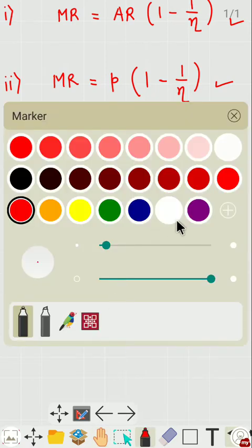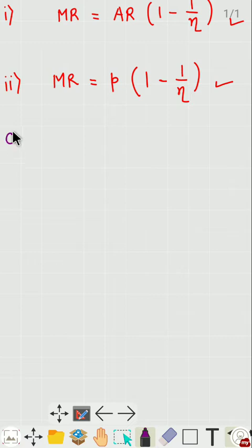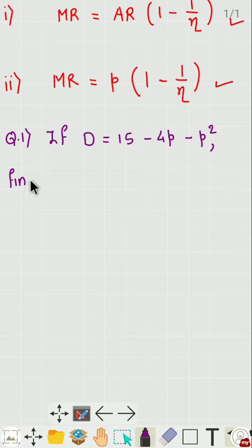Okay, let us write question number 1. The question is, if the demand function is given by D is equal to 15 minus 4p minus p square, find the price elasticity of demand, which means we have to find eta, when p is equal to 2. Okay, so let us write the answer of this question.